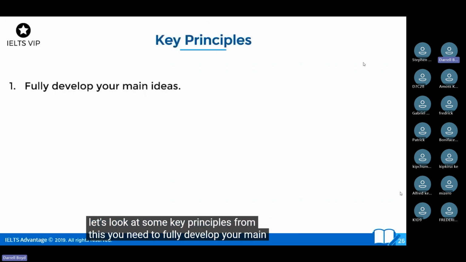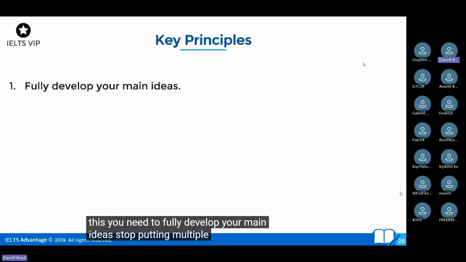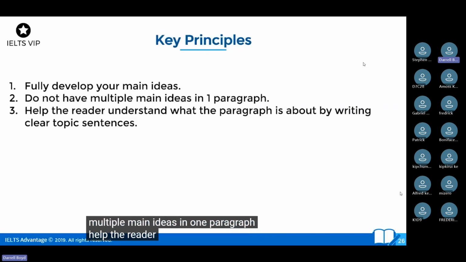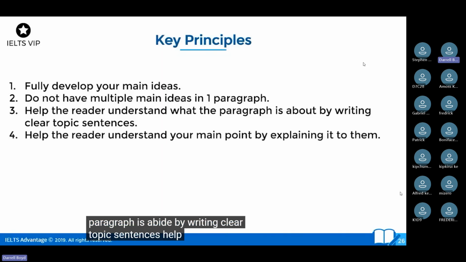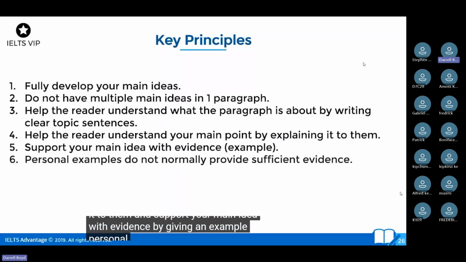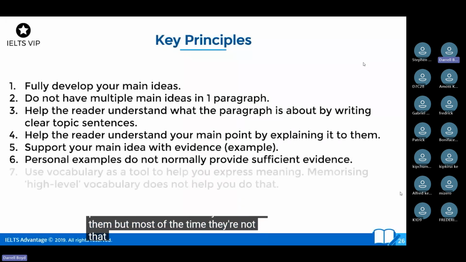You need to fully develop your main ideas. Stop putting multiple main ideas and not developing any of them in your main body paragraphs. Do not have multiple main ideas in one paragraph. Help the reader understand what the paragraph is about by writing clear topic sentences. Help the reader understand your main point by explaining it to them. And support your main idea with evidence by giving an example. Personal examples do not normally provide sufficient evidence. You can use them, but most of the time they're not that good.